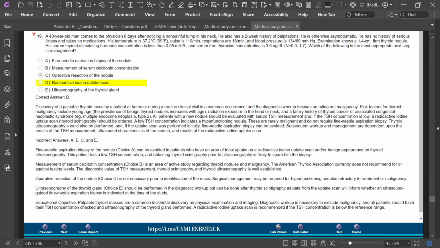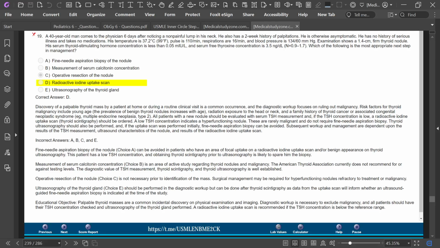They do not say TSH level or thyroid ultrasound. They say TSH level and thyroid ultrasound. So we have done the TSH level, then we should not do the ultrasonography? Okay, I am reading the ultrasonography option first. Ultrasonography of the thyroid gland should be performed in the diagnostic workup but can be done after thyroid scintigraphy, as data from the uptake scan will inform whether an ultrasound guided fine needle aspiration biopsy is indicated at the time of the study.